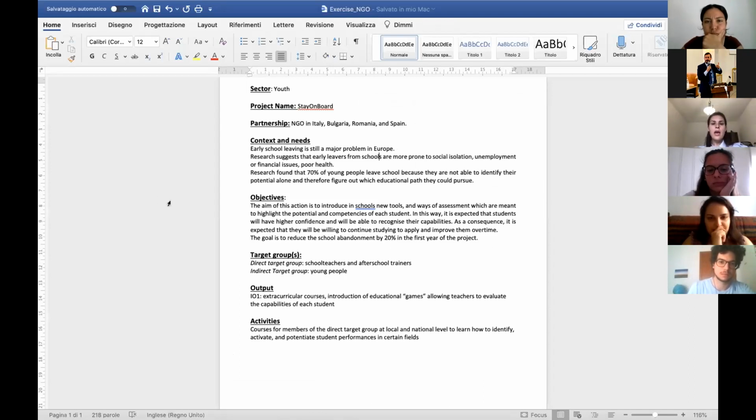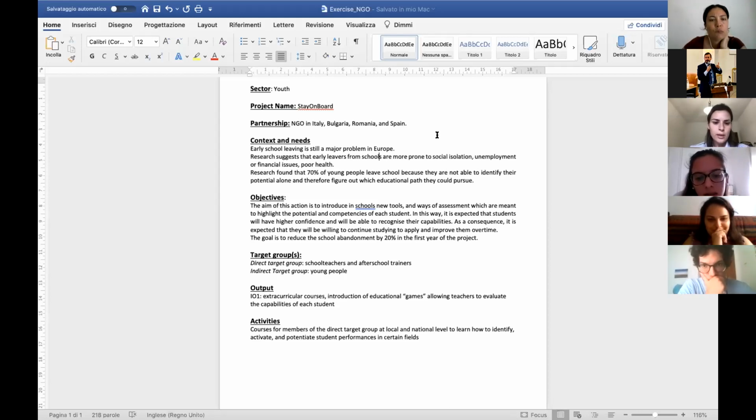In the context, I wrote that research suggests that early school leavers are more prone to social isolation, unemployment, financial issues, and poor health. Research found that 70% of young people leave school because they are not able to identify their potential alone, and therefore to figure out which educational path they could pursue in the future. The objective of the project is to introduce in schools new tools and ways of assessment, which are meant to highlight the potential and competencies of students. What we expect is that each student will have higher confidence and will be able to recognize capabilities. As a consequence, they will be willing to continue to study and to apply and improve their skills over time. The goal is to reduce school abandonment by 20% in the first year of the project.